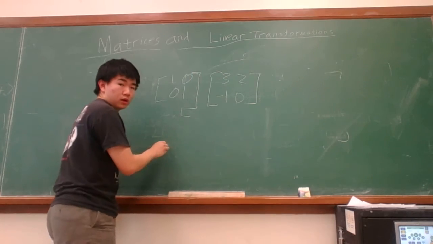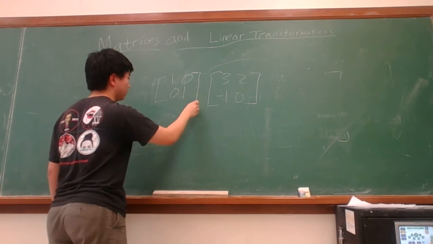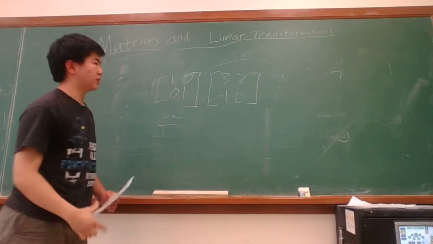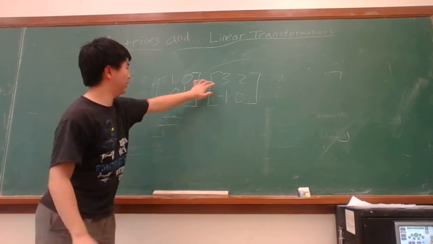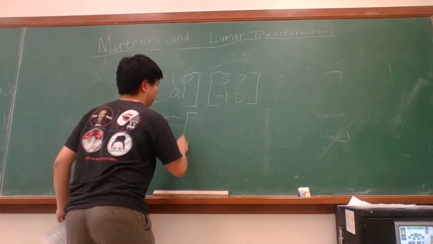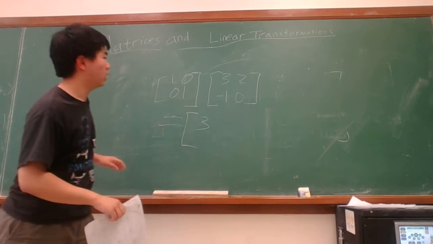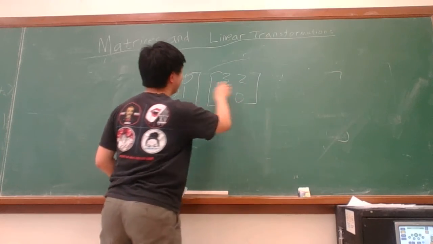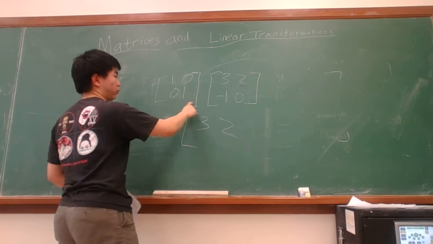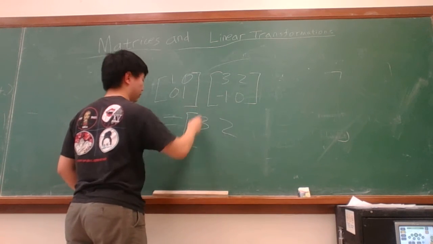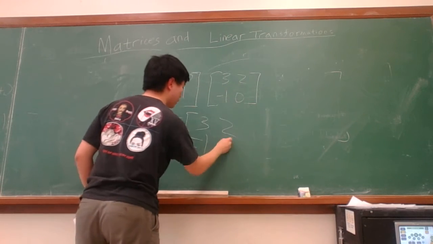Right? And then, what's the first element? Well, you do column, row. 3 plus 0 is 3. Column, row. That's 2. So that's 2 plus 0 is 2. Row, column, 0, negative 1. And then row, column, 0, 0.